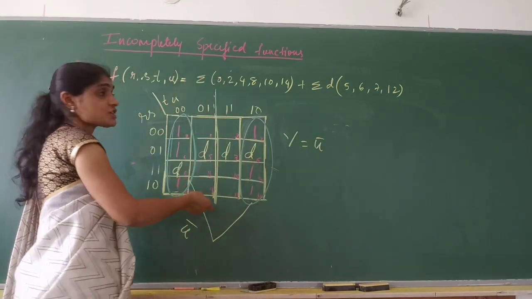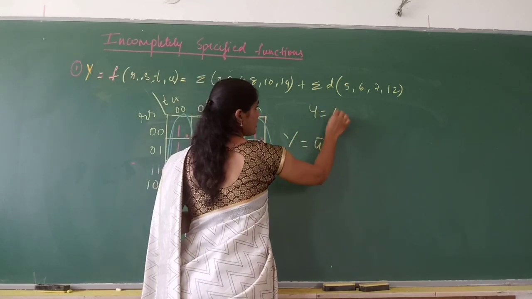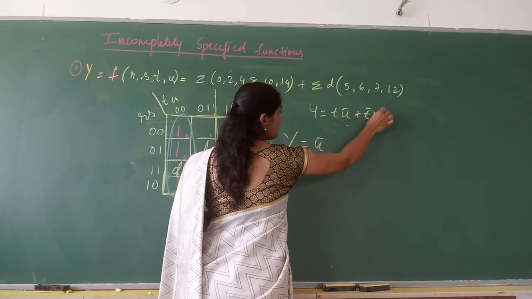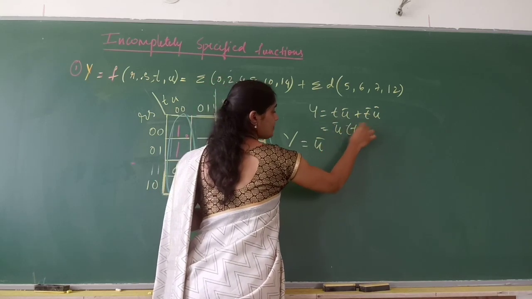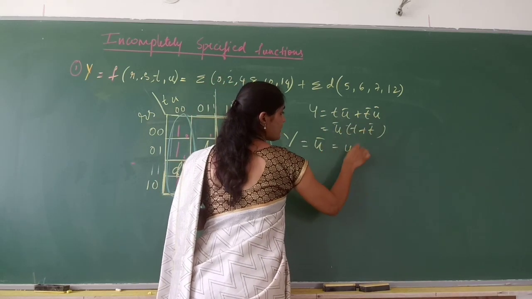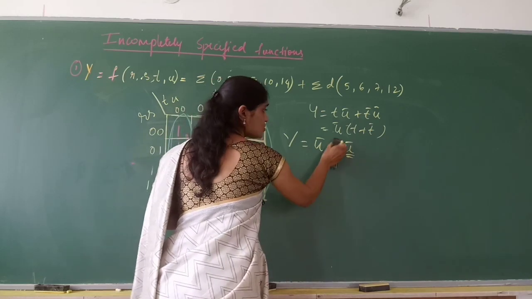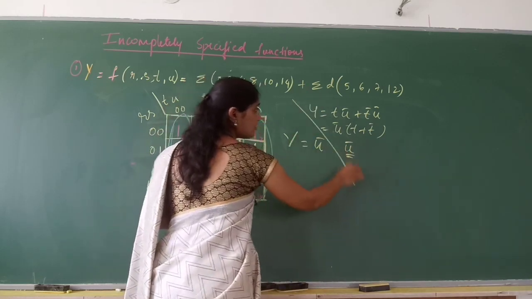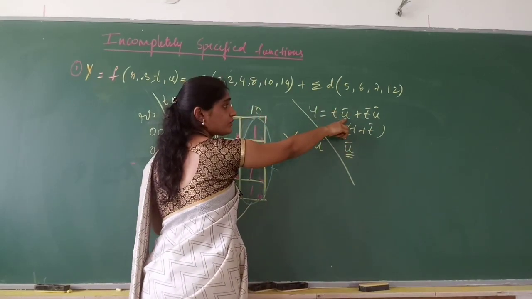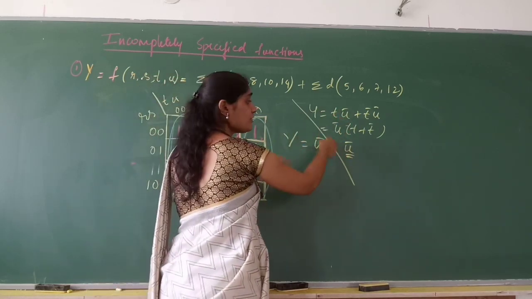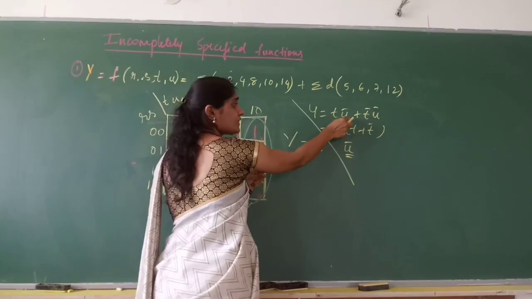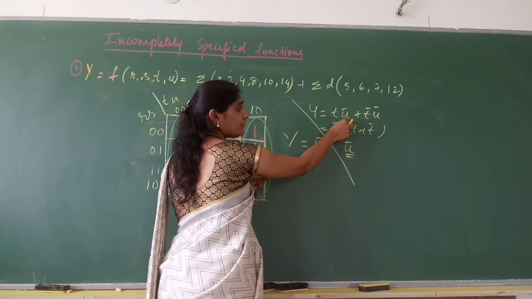In the previous equation, what is the answer we got? T U bar plus T bar U bar. Again we can simplify this. If we take U bar common, T plus T bar, and T plus T bar is 1, so we get U bar. So we could simplify the equation that we got from the K-map further.